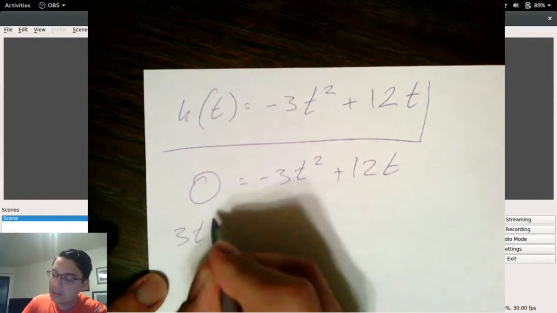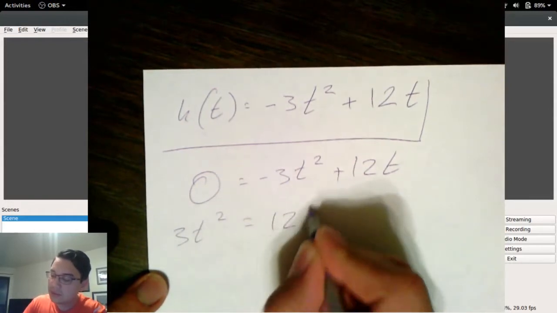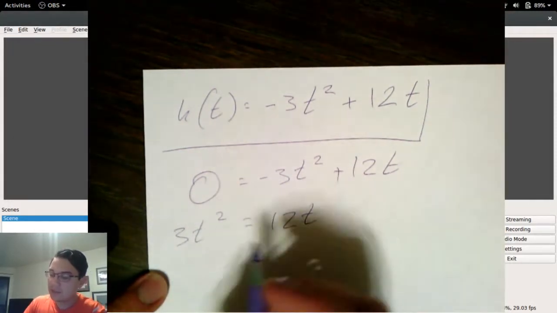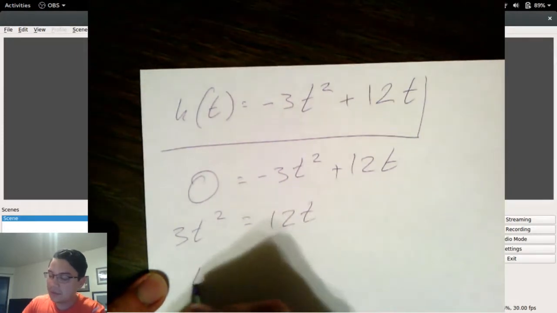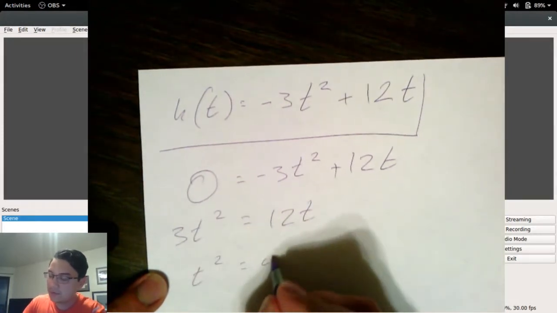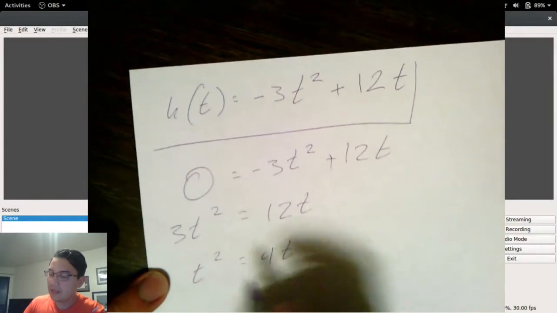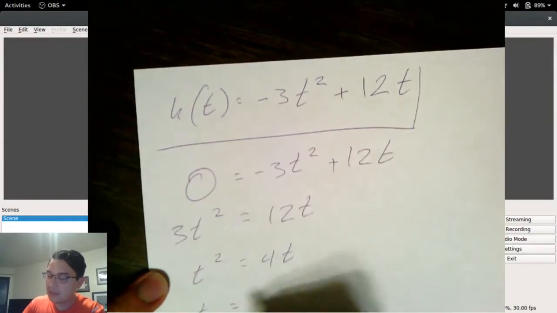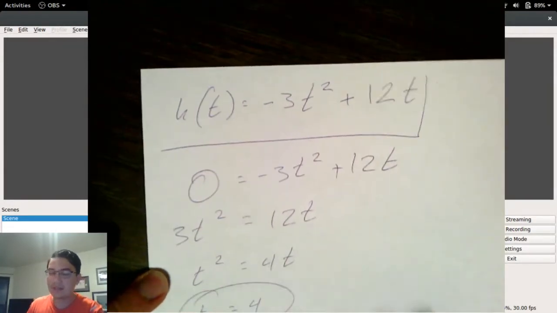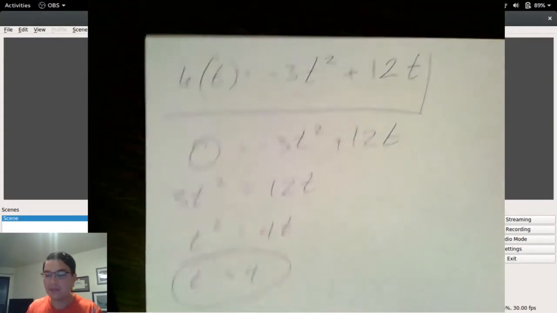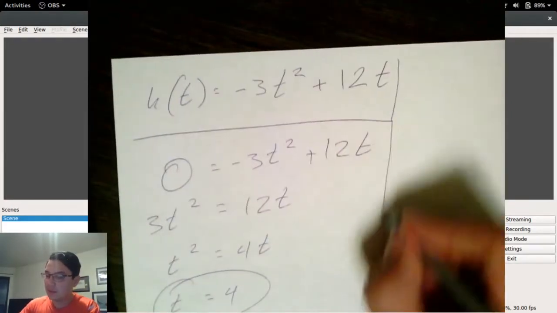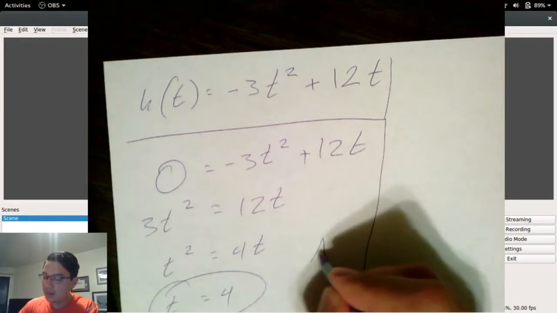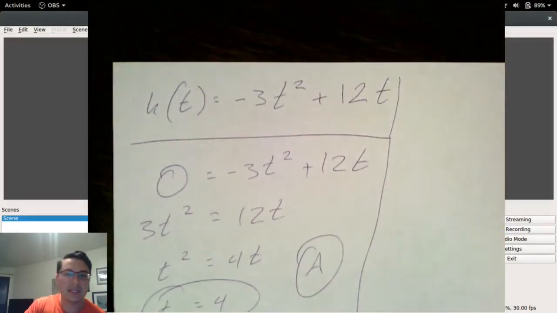So we have 3t squared is going to be equal to 12t. You can divide the t's out. Actually, let's divide the 3's out first. We're going to get t squared is going to be equal to 4t. We can divide out a t, and we get that t is equal to 4, which was the answer that we got from our graph. Okay, so that takes care of the first one. So that takes care of A. All right, let's take a look at B now.